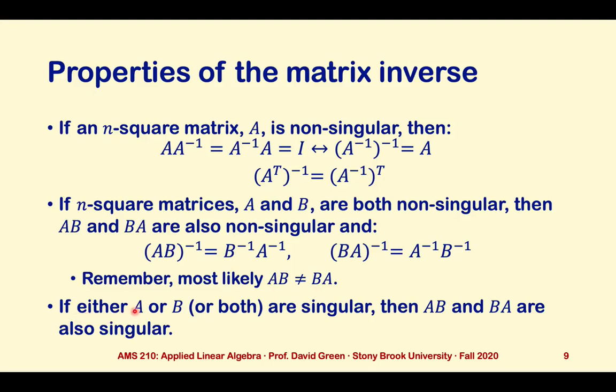Finally, if either A or B, or both of them, are singular, then the products AB and BA are also both singular. So these are some general properties of the matrix inverse. We will see why these are true, where these come from, as we start developing tools for computing matrix inverses and seeing where they come from.